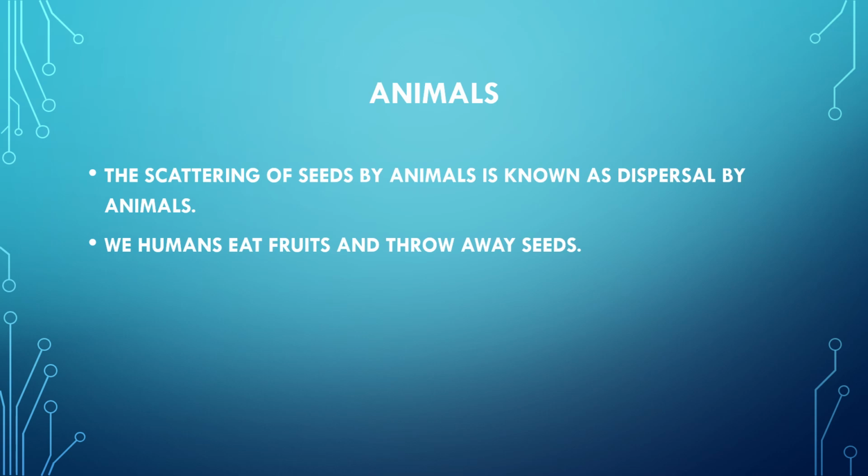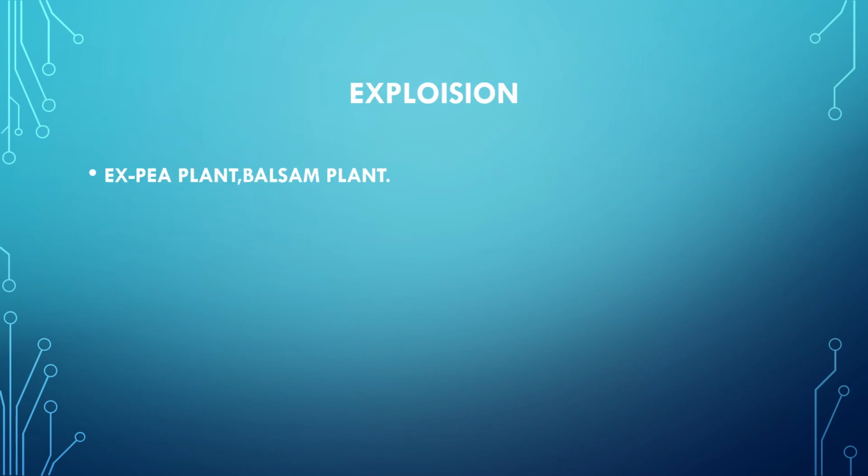Also, cocklebur seeds have hooks and spines, and these hooks and spines stick to the clothes of a human or the fur of an animal, and this is how they are dispersed. Cocklebur and also seeds like burdock can be dispersed in this way. Come on, we're moving to the next mode of seed dispersal.